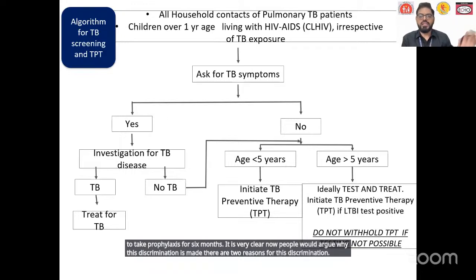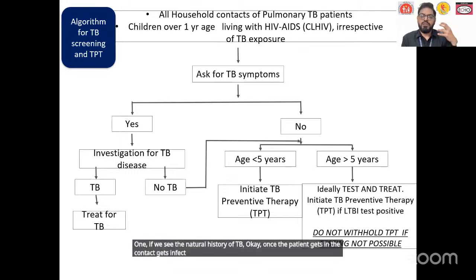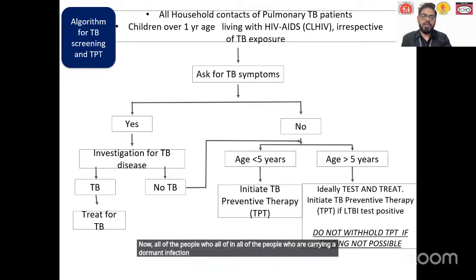One, if we see the natural history of TB, once the contact gets infection, once the infection is there inside the lung, either it remains dormant or it immediately activates. Now, among all the people who are carrying a dormant infection or a TB infection, as we go lesser in the age, that is under 5 or under 1 year of age, the chances of going into an active disease go on increasing. I'll give you an example.